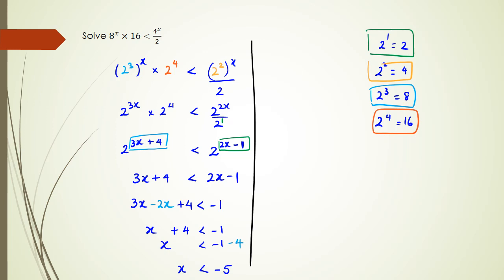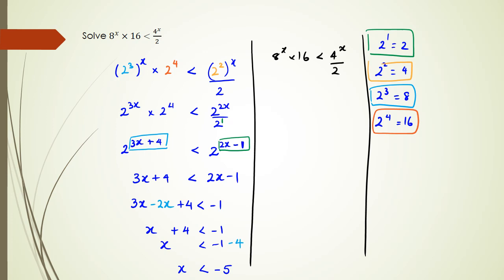Now guys, I'm going to show you another method to do this, but it does require some basic level 2 algebra skills, like manipulating negative numbers and negative powers, but some of you might find it useful. But anyway, look, I'll show you how it works. So the second method, you've got 8x times 16 has to be less than 4x over 2.